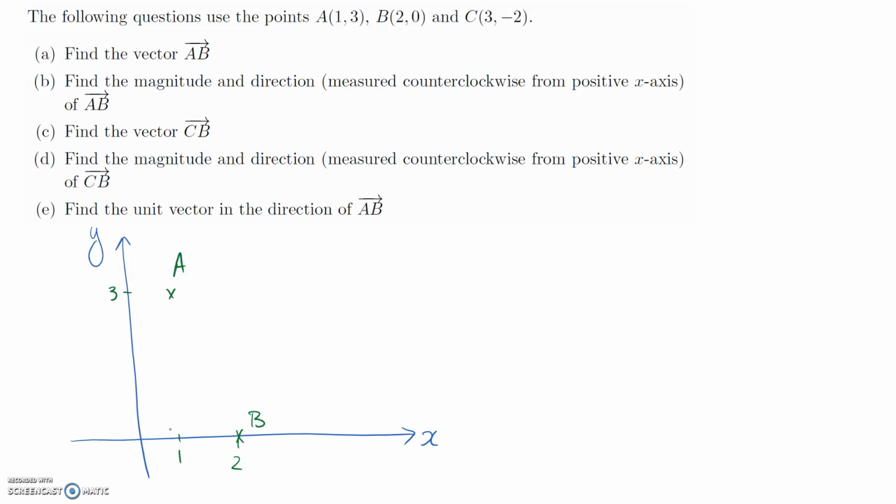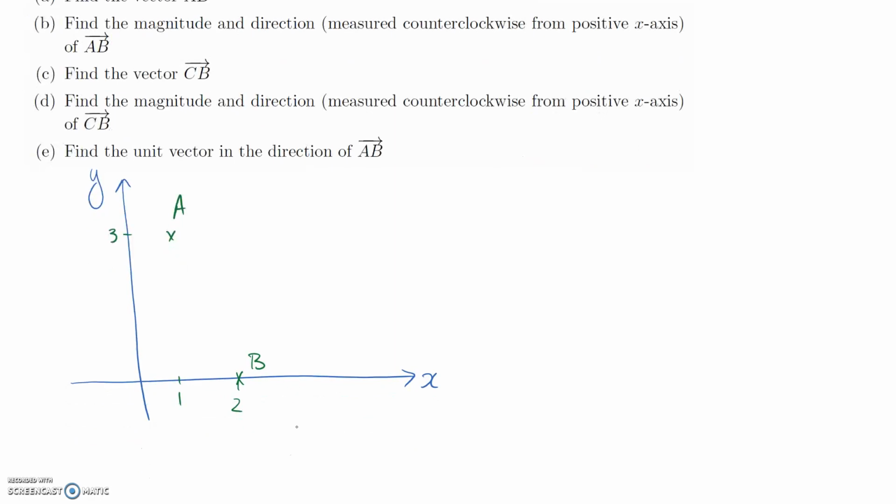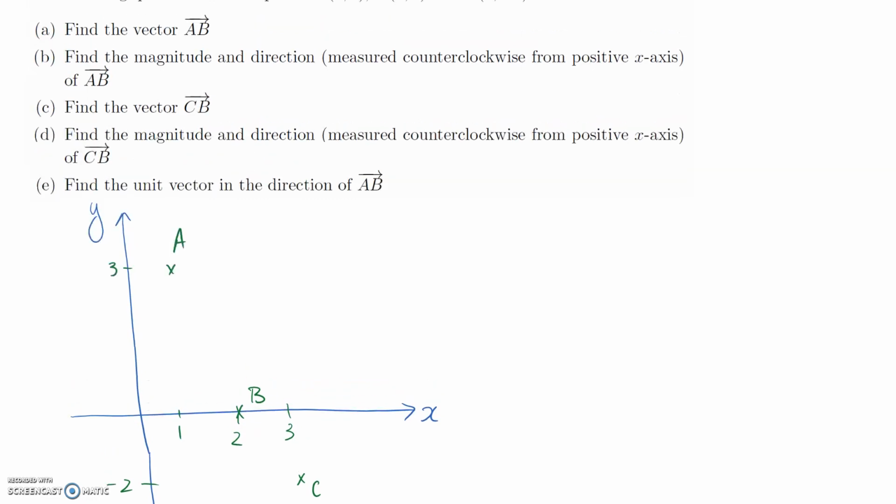And C is at the point 3 across, and then -2, so 2 down. So let's say it's here. Make this a bit longer. So that's -2. Alright, so I want the vector that joins A and B in that direction, so from A to B. So let's draw that in, from A to B, that's that vector, AB with the arrow over the top.